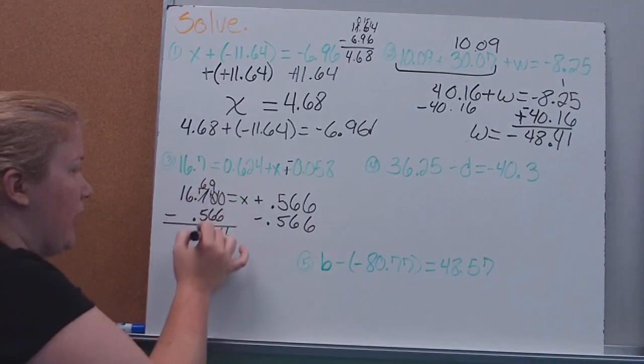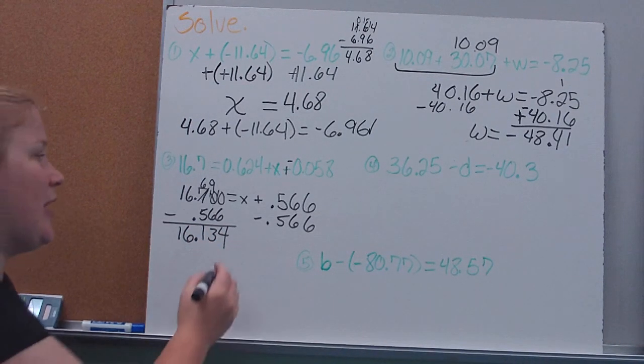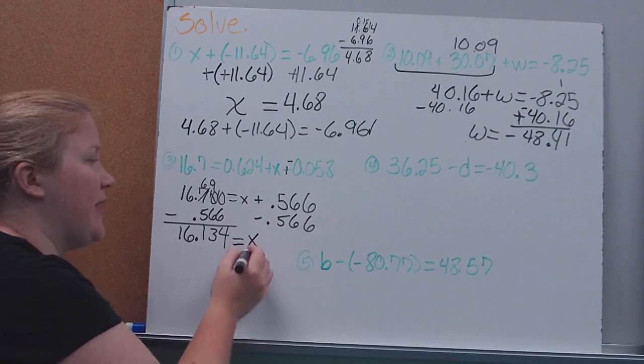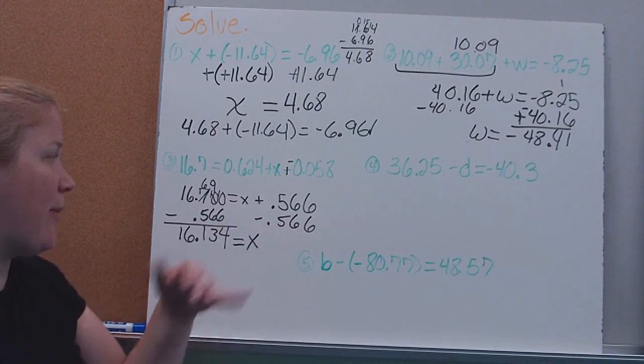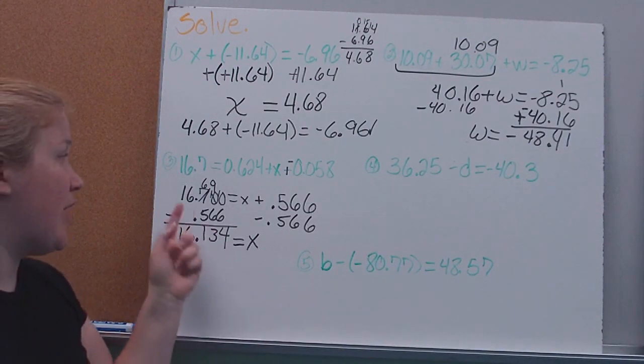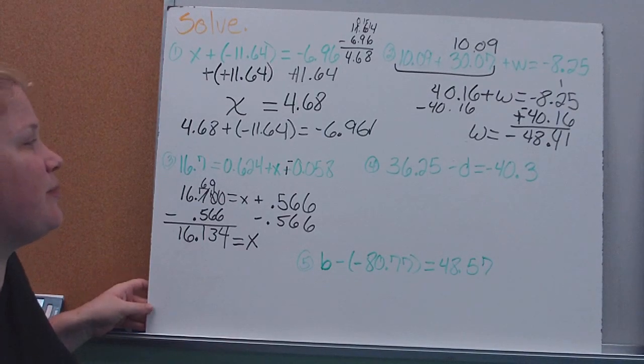4, 3, 1, keep your decimal, 16. I wind up with 16.134 is equal to x. And again, remember, I can check that. I can take my x value, plug it back in, add those two numbers together, and make sure that it equals my original number, and I'll know that I'm correct.